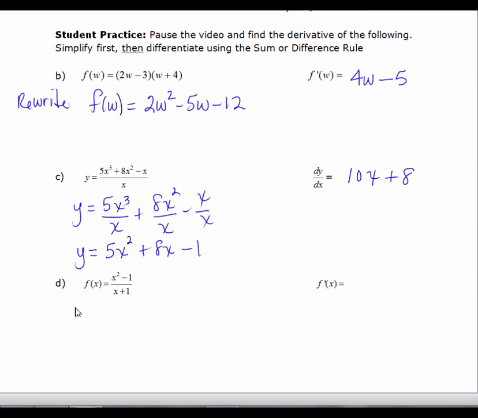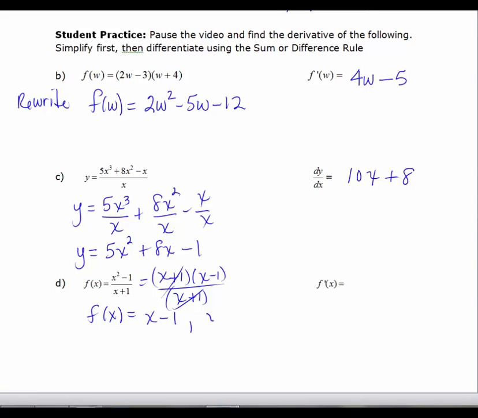We have one last one where we have to manipulate. We've got f of x equals x squared minus 1 over x plus 1. We're going to rewrite this as f of x equals, let's factor it first. We get x plus 1 times x minus 1 all over x plus 1. We can cancel the x plus 1, so we've got a simplified version. We've got x minus 1.